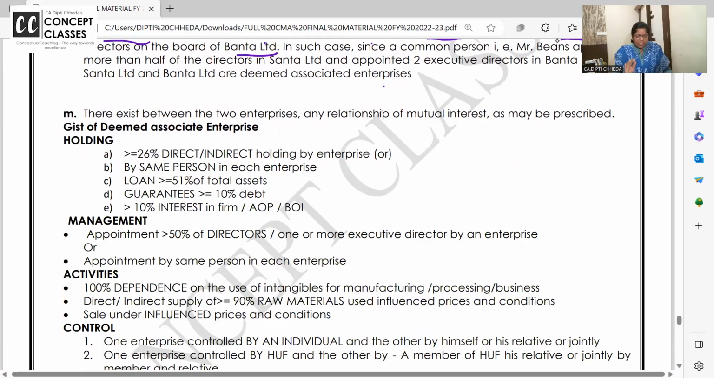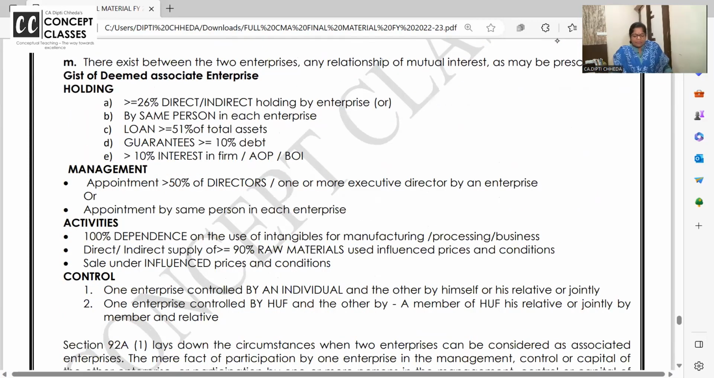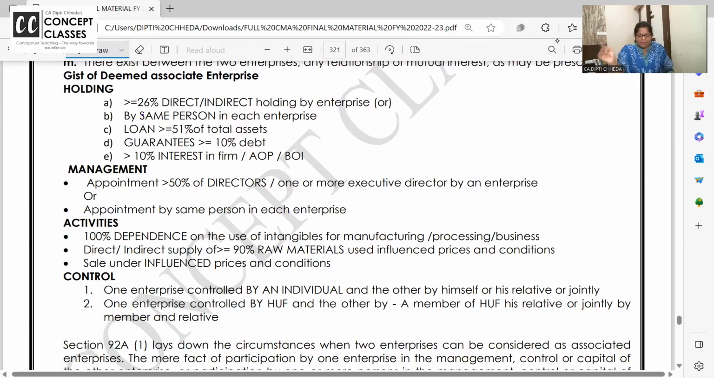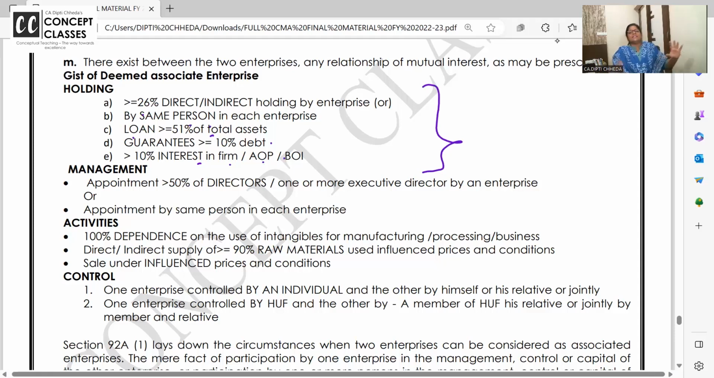Chalo. Now, the gist of deemed associate enterprise. Now see, the word gist. Now, why gist? Some ways, let us connect all the points. All the 12, 13 points, let us connect. First, holding 26% direct share, A to B, B to C indirect, or the same person holding in both. Loan more than 51%, guarantee more than 10%, or 10% interest in a firm, AOP. These are control-basis associate enterprises.